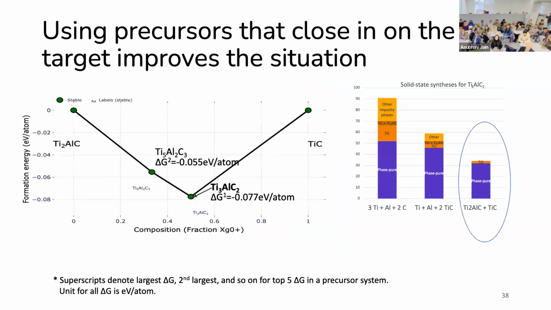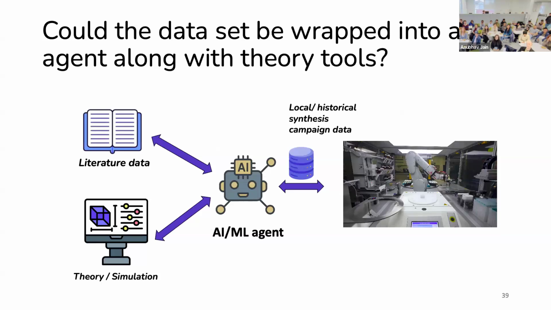Whereas if you start with these two endpoints, Ti2AlC and titanium carbide, and look at the thermodynamic landscape there, what you see is that the most favorable downhill outcome is your target phase, this Ti3AlC2. There's really nowhere else for this reaction to go, and so that's certainly going to give you better outcomes. I didn't have a chance to sketch this out in greater detail, but you can imagine this as a scenario where there's an AI/ML agent.